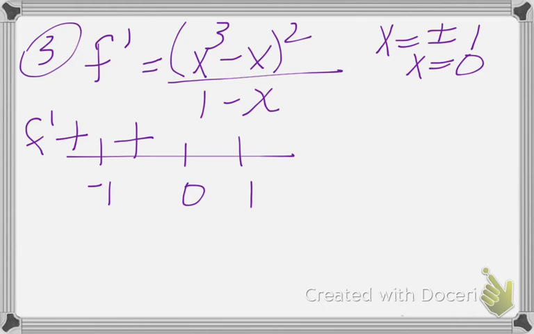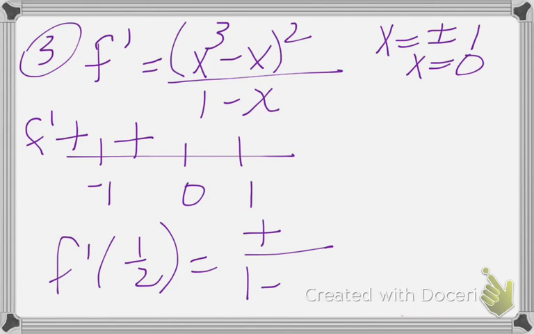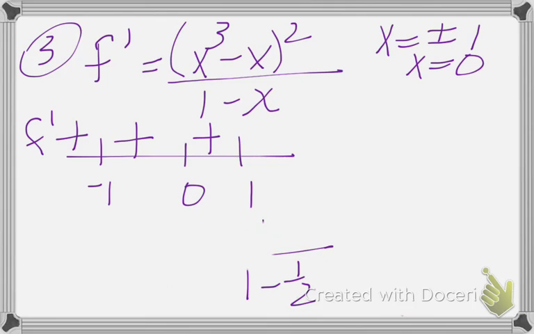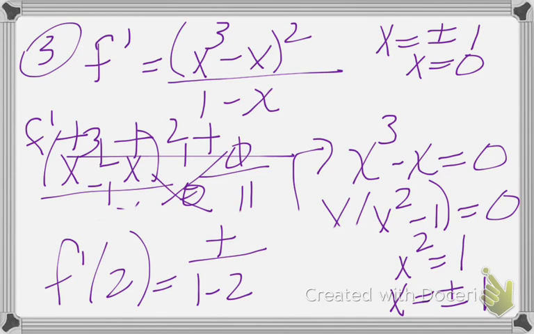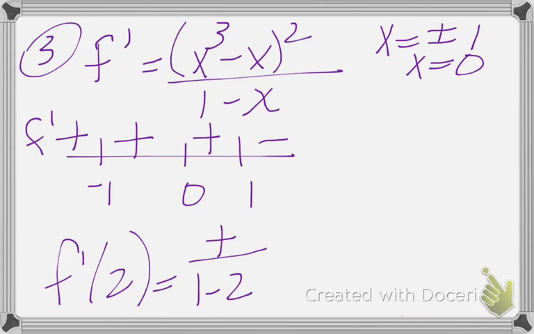Okay, f prime of 1/2. So the top is positive, and the bottom is going to be 1 minus 1/2. So that's going to be positive over positive, which is positive. And then the last one we have to do is f prime of 2, and so we're going to get a positive over 1 minus 2, which would be a positive over a negative, which is a negative. Okay, so we're interested in when is this function increasing.